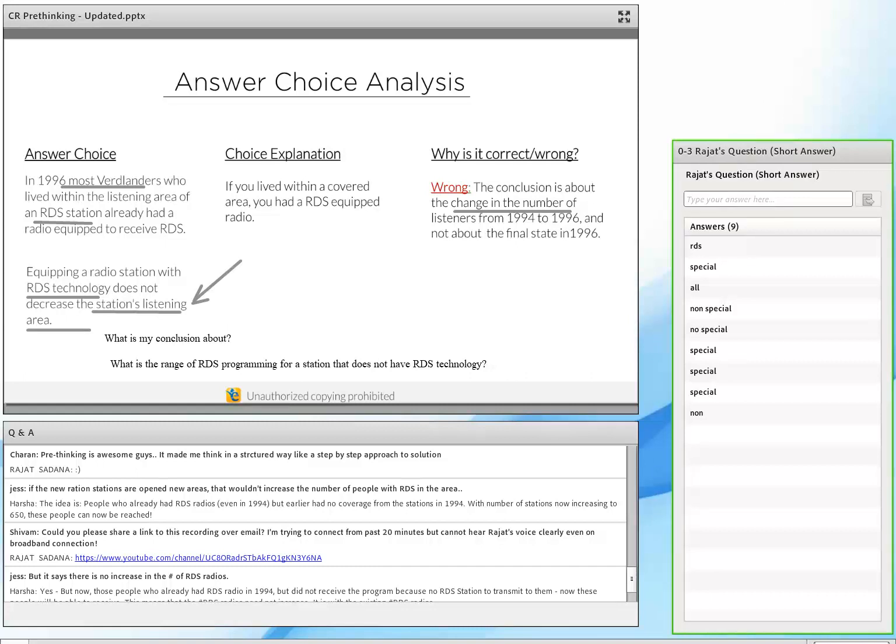Can you go below zero range? If a radio station did not have RDS technology, was it even broadcasting special programming? Or what kind of programming was it broadcasting? It was broadcasting only non-special programming, right? So this choice talks about decreasing a station's listening area. It's not talking about RDS range. It's talking about the non-RDS range. Do we care about the non-RDS range? We don't.